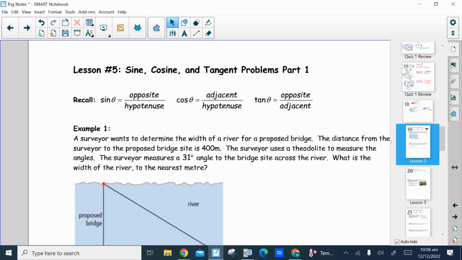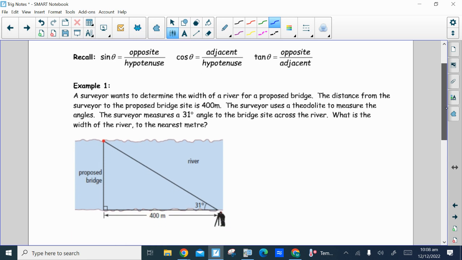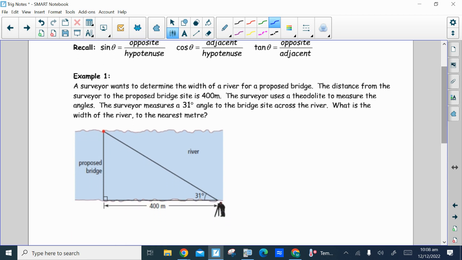Okay, so remember what our three trig ratios are: the sine, cosine, and tangent. SOHCAHTOA tells us what they are. Sine is opposite over hypotenuse. Cosine is adjacent over hypotenuse. And tangent is opposite over adjacent. And so I've said before that surveyors use trigonometry all the time in their work. So we'll see some examples of how they might use trigonometry to solve a problem.